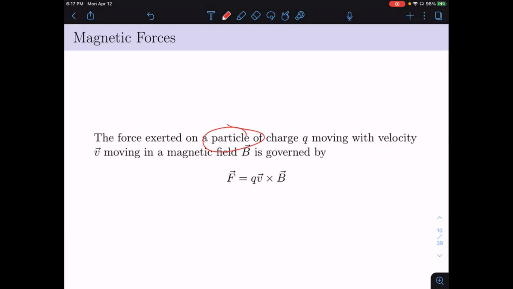Notice how this force is not differential. It's given to us straight up. There's no integration required with this magnetic force at all. It's just going to be QV cross B.